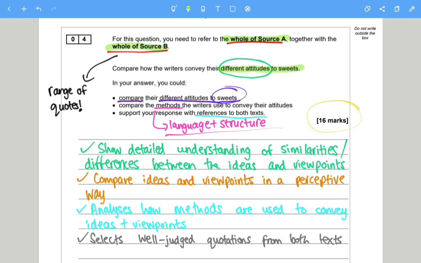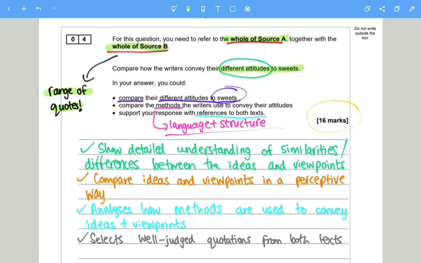Now, because they've put the words whole of source A and whole of source B in bold, you know that you need to be using a range of quotes. So throughout your answer for question 4, you have to show evidence of quotes from the beginning, the middle and the end for both source A and source B.